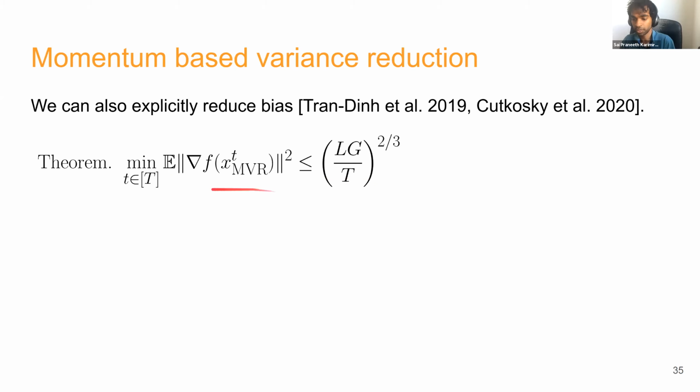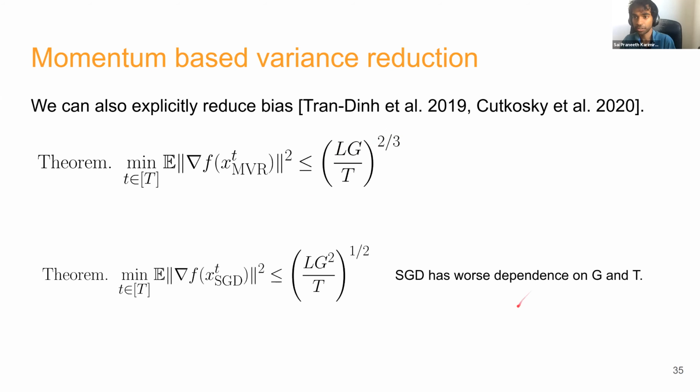So you can prove that this has a convergence rate of this form. Contrast this with SGD, which has a convergence rate of this form. SGD has a worse dependence both on G and on T. So this is really a much faster rate.